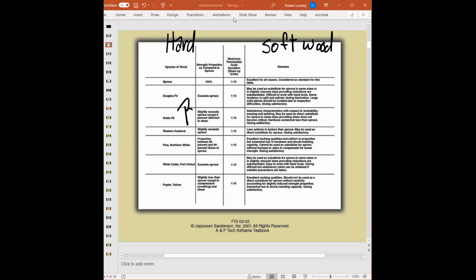How many of you have ever heard of balsa wood? I have. Okay. Thank you, Kayla. Balsa wood. Would you say it is classified as A, a hardwood, or B, a softwood?